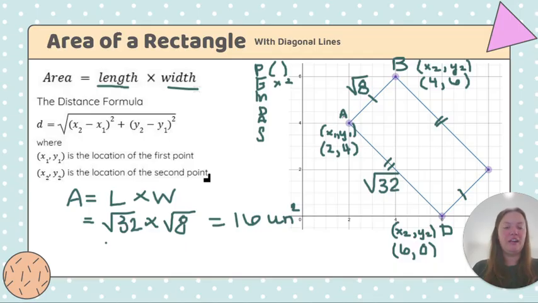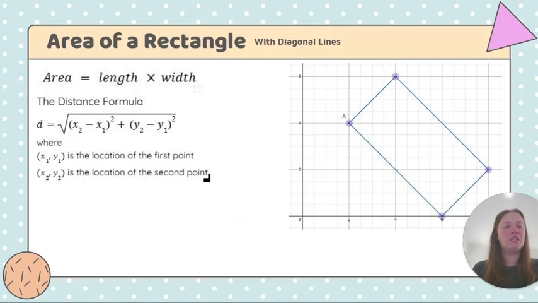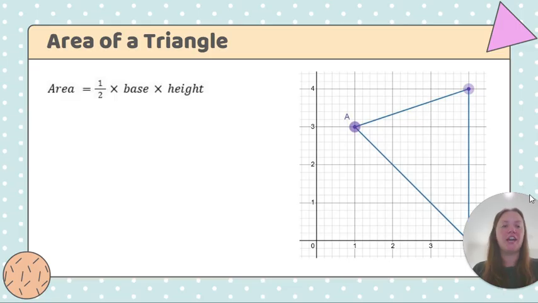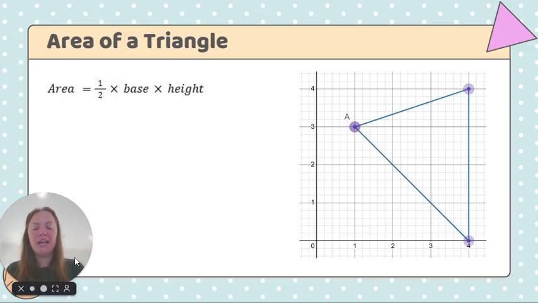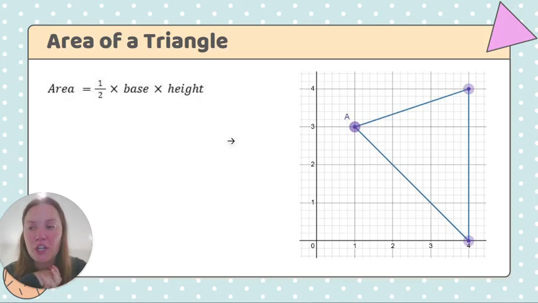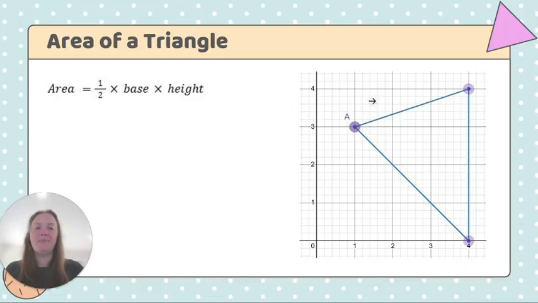We've found the area of a rectangle that's on diagonals. Now let's look at the area of a triangle. The formula for the area of a triangle is very similar to that of the area of a rectangle, and that's because a rectangle is basically 2 times the area of a triangle. So we can cut rectangles perfectly in half and form triangles.